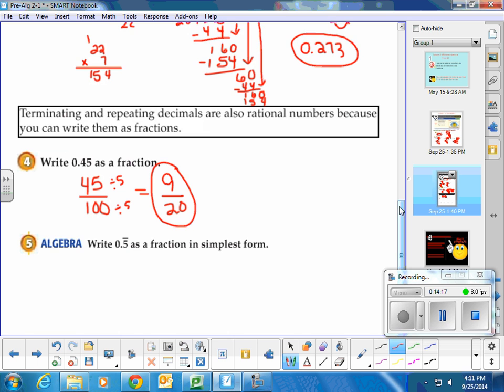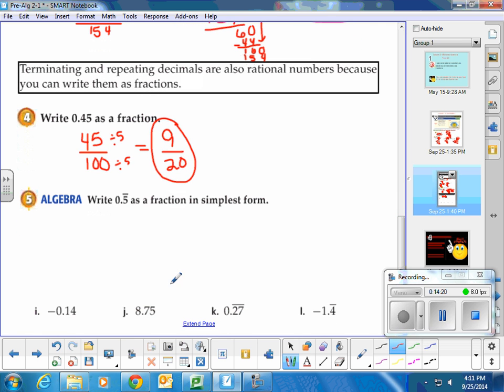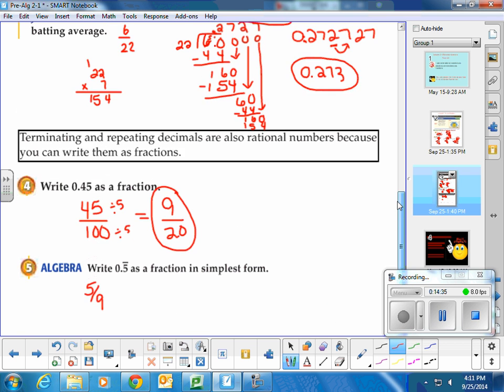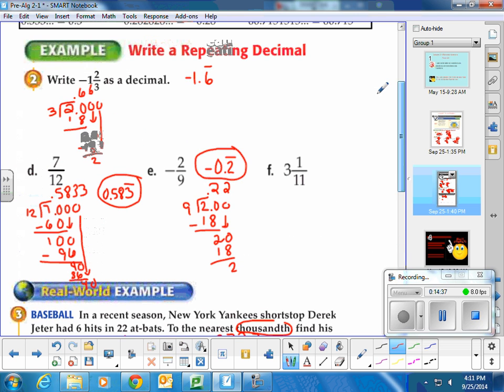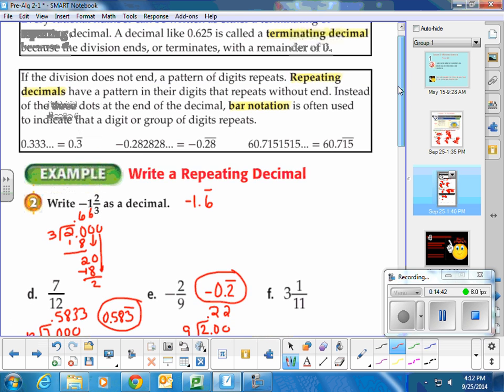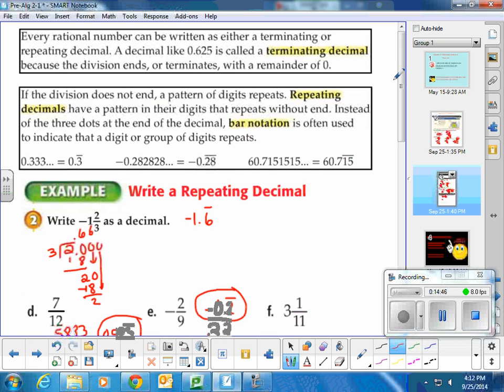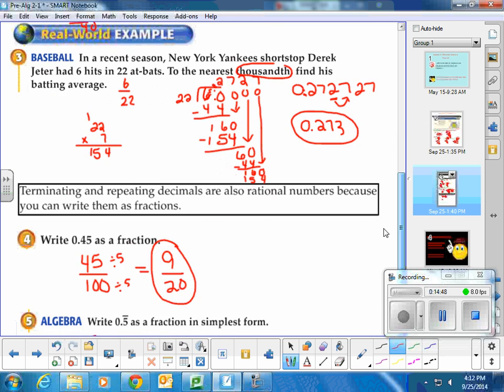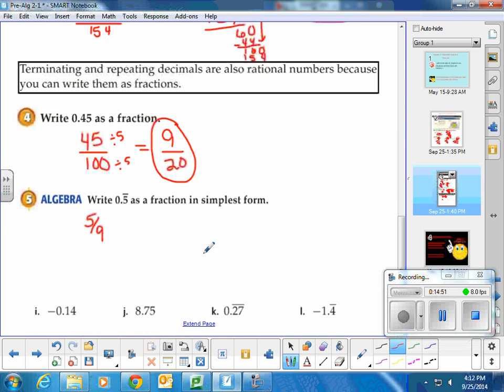Now this next example, the repeating decimal, is a little weird. In your textbook, they go through and explain how to get 0.5 repeating to equal 5/9. What I'm going to do instead is just have you see a pattern. 0.3 repeating is 1/3. 0.2 repeating is 2/9. Let's just go and write a couple of these down.